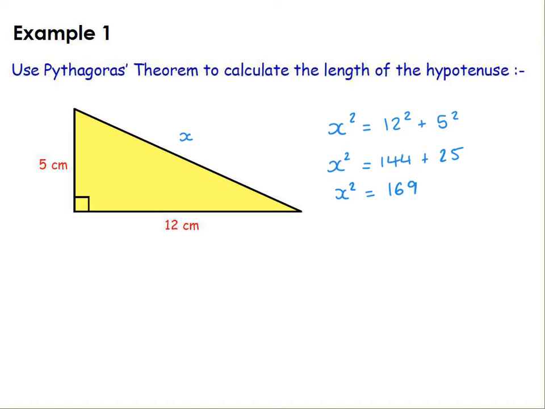169. To find x, I'm going to do the square root of 169. So I'm asking myself, what number multiplies by itself to give me 169? The answer is 13 centimetres. Alternatively, you could put it into the calculator.